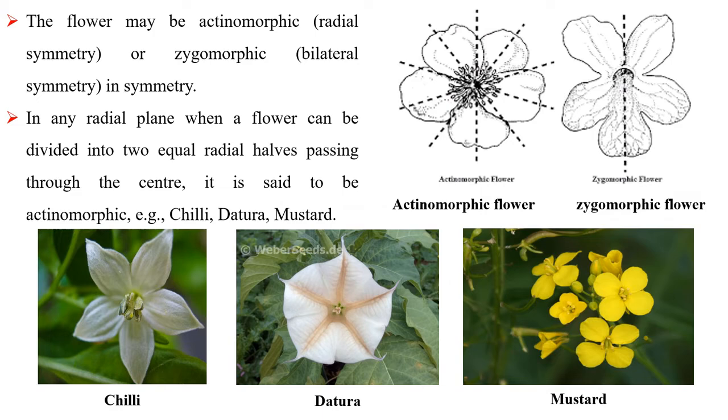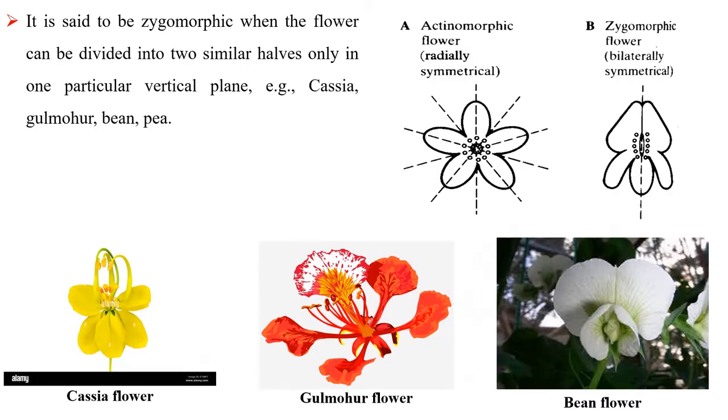The flower may be actinomorphic or zygomorphic in symmetry. In any radial plane, when a flower can be divided into two equal radial halves passing through the center, it is said to be actinomorphic. Example chili, datura, mustard. It is said to be zygomorphic when the flower can be divided into two similar halves only in one particular vertical plane. Example cassia, gulmohar, bean, pea.